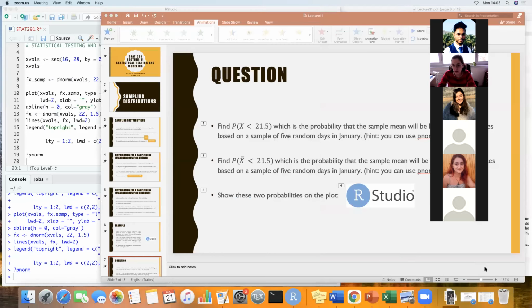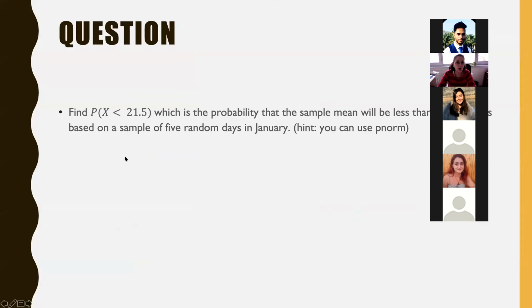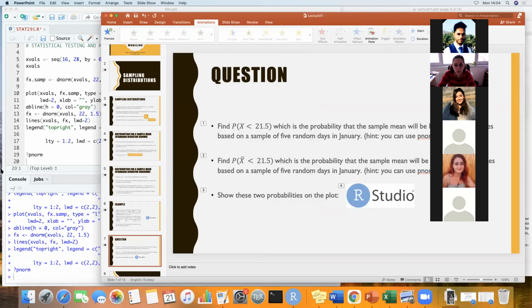So go back to this. And here, I want you to find the probability that X is smaller than 21.5, which is the probability that the sample mean will be less than 21.5 degrees based on a sample of 5 random days in January. Okay? No, which is not the sample mean, maybe. And this is the sample mean, actually.